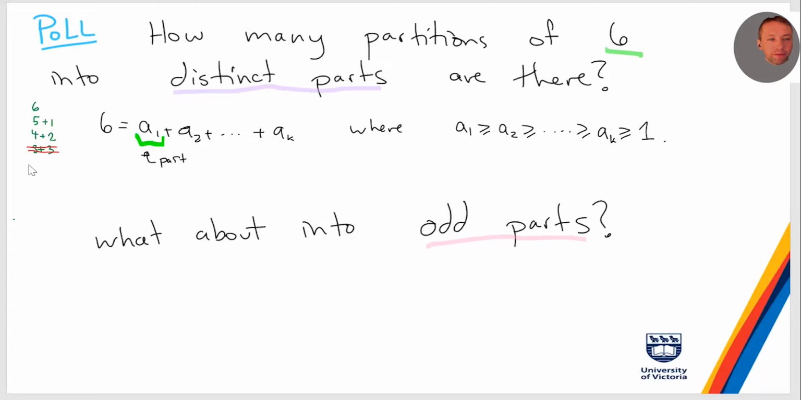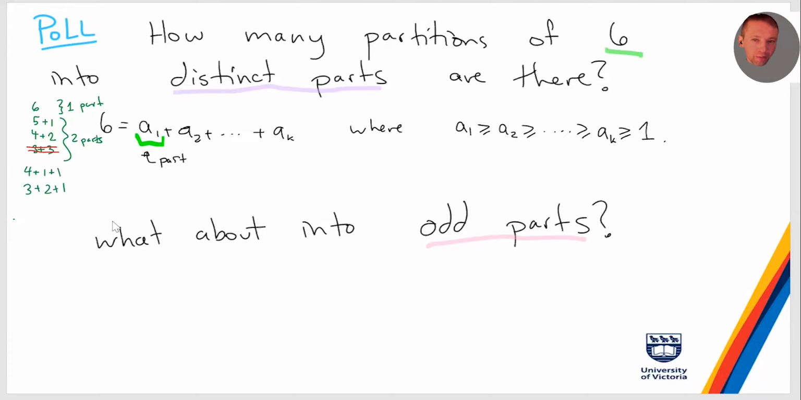And 2 plus 4 doesn't count, right? Because that's not a partition. In a partition, the biggest number has to come first, and if I do 2 and 4, then that doesn't have that property. So these are all the partitions into 2 parts. 1 part is just 6. If I do it into 3 parts, I've got, say, 4 plus 1 plus 1. I've got 3 plus 2 plus 1.